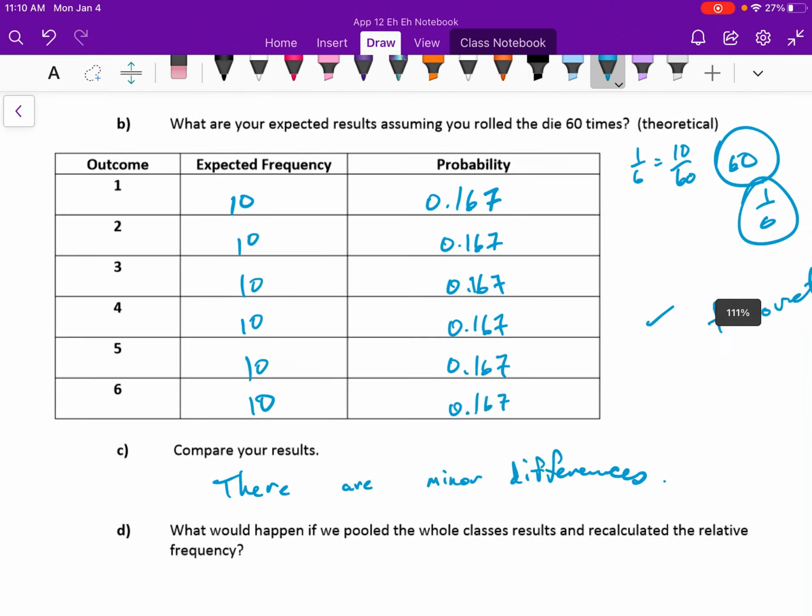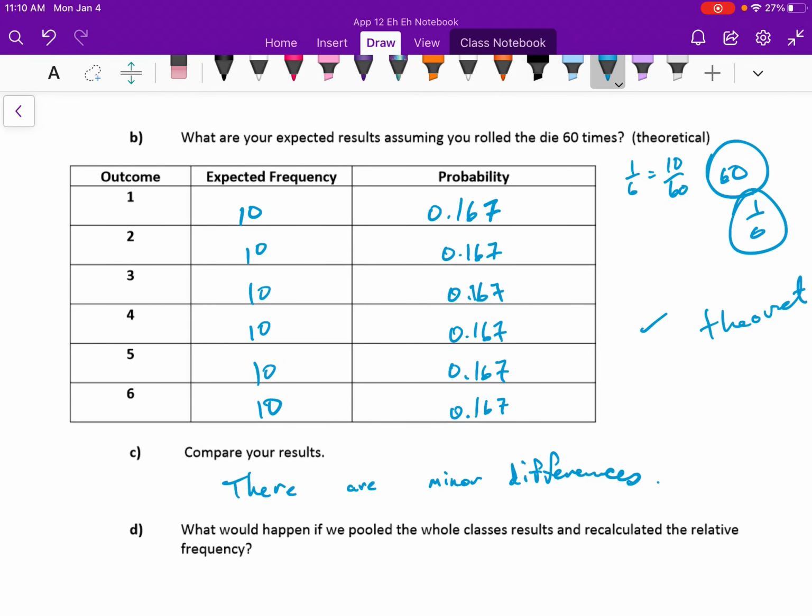What would happen if the whole class's results were all put together and we calculated the relative frequency? Well, if we get everybody in the class to put their results together, we would expect the relative frequency to approach the probabilities. Really big lesson in probability.